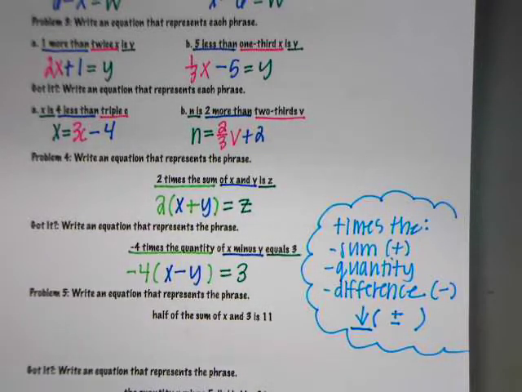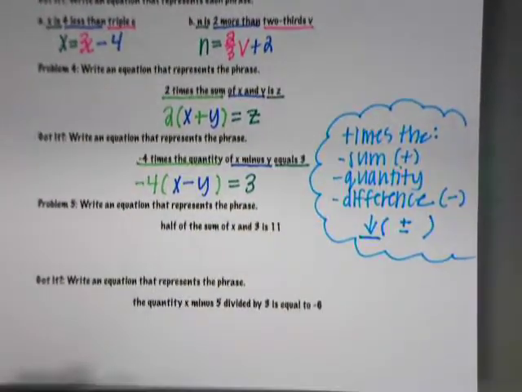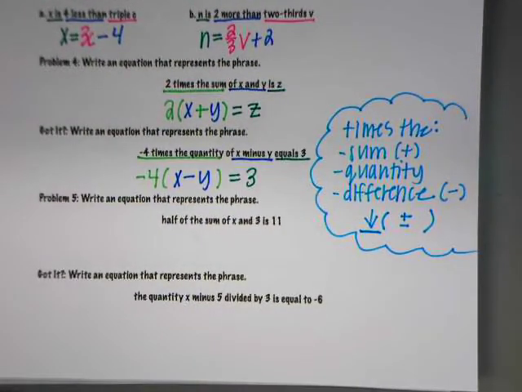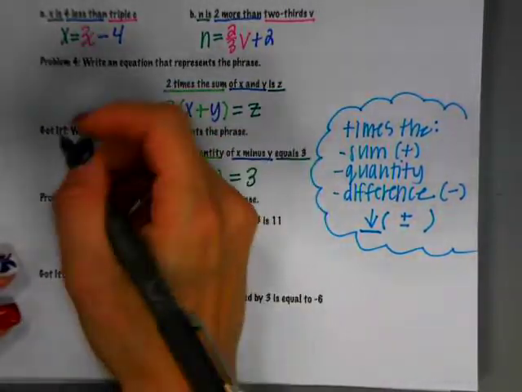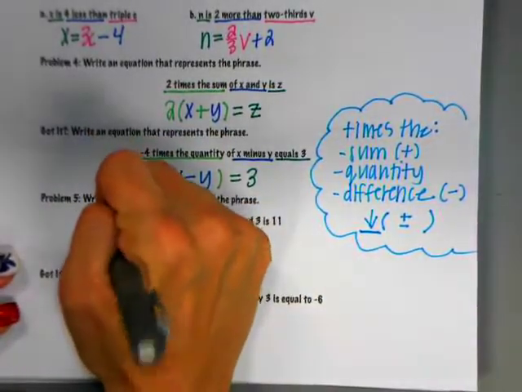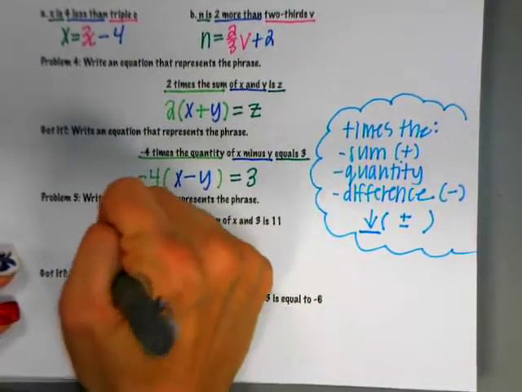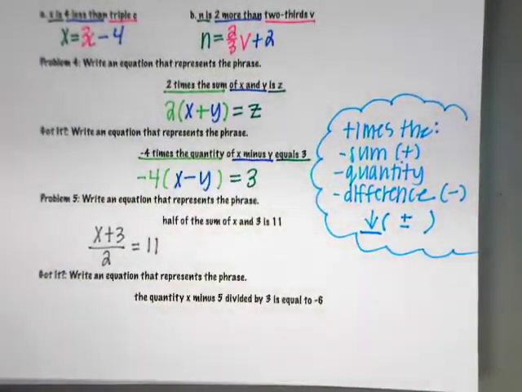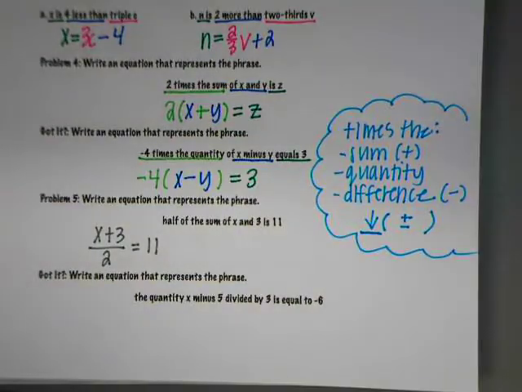Okay. So for problem 5, half of the sum of x and 3 is 11. So my initial thing would be to do the sum of x plus 3. Do half of it is 11 equals 11. That's what I would probably do.